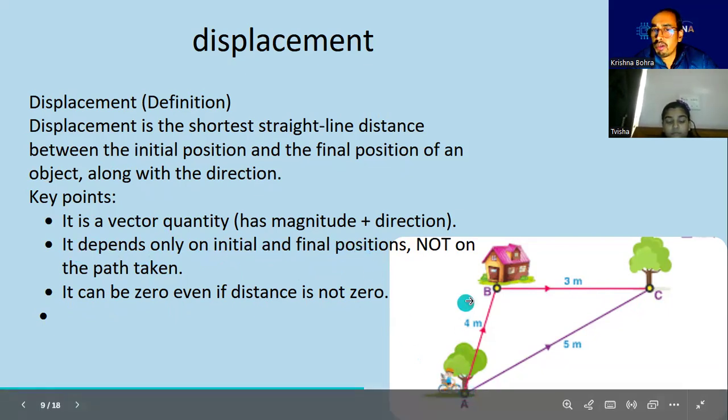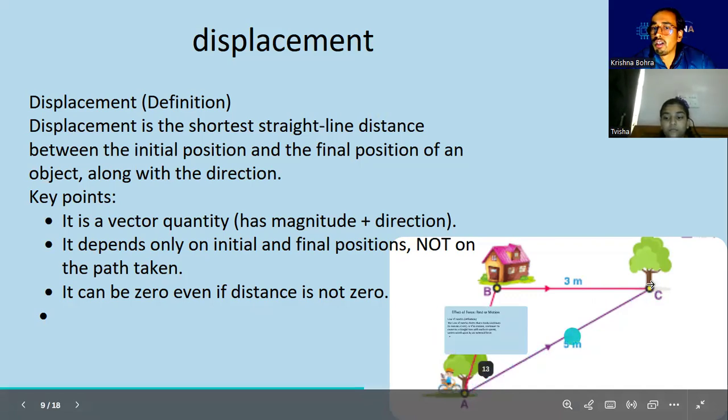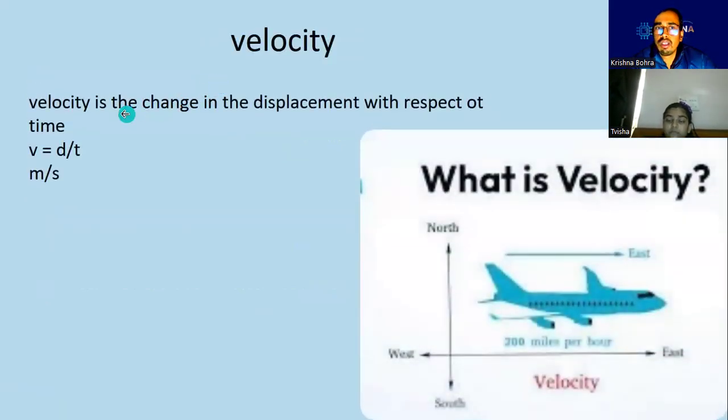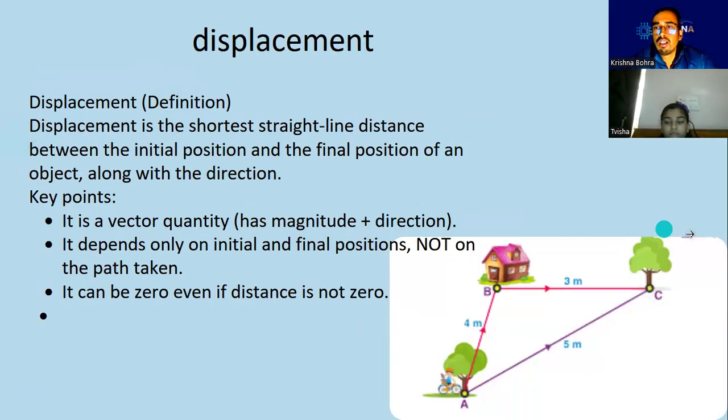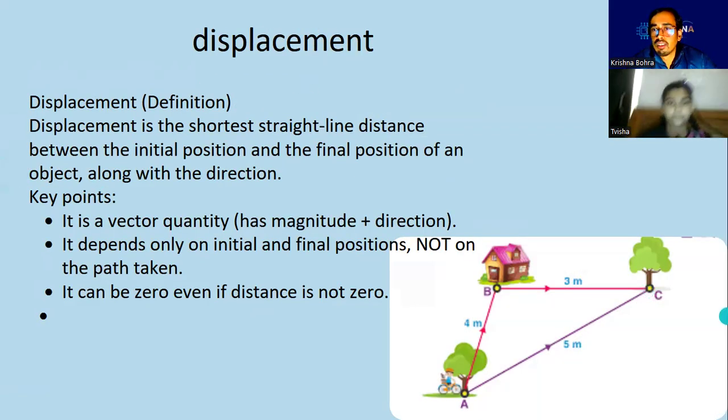Suppose you travel from A to B 4 kilometers, then B to C 3 kilometers, total 7 kilometers. If at place C I calculate your displacement, then the 5 meters will be your displacement, as displacement is the shortest distance possible, while your distance will be 4 kilometers and 3 kilometers. Now I hope you understand the difference between displacement and distance. Now let's understand velocity. Is everything clear up to now? Yes, sir.